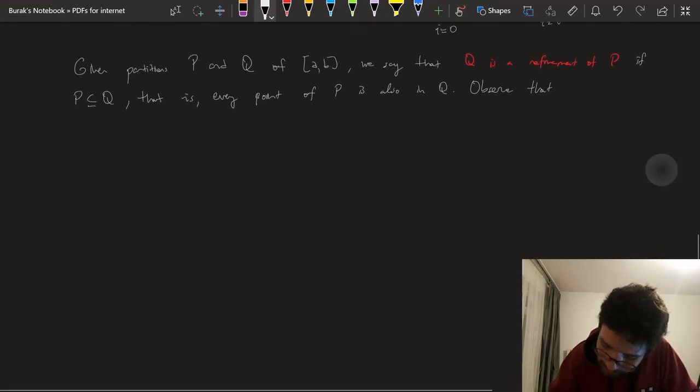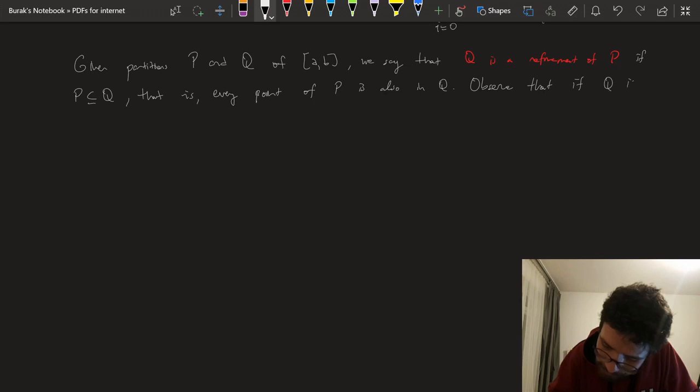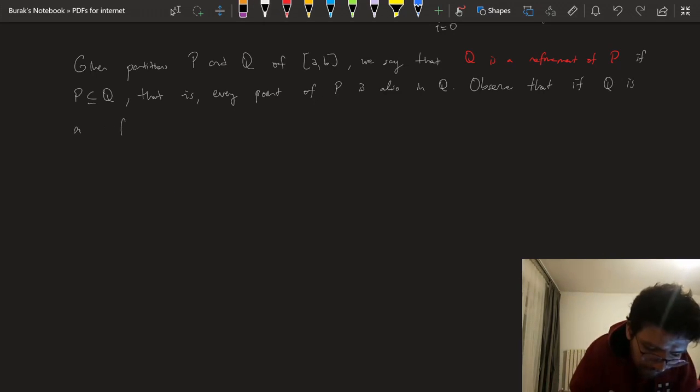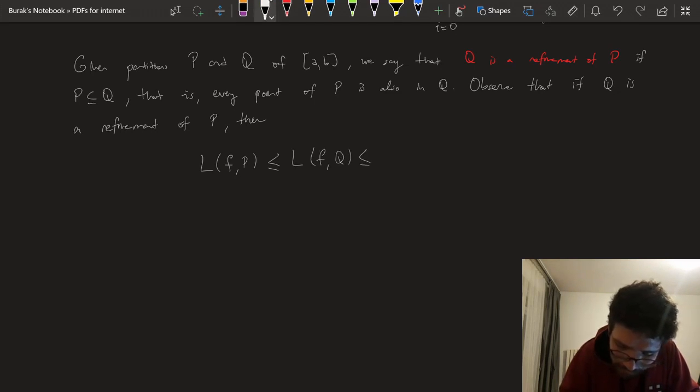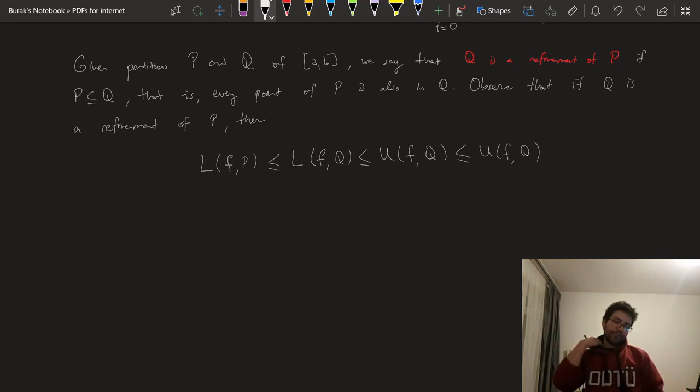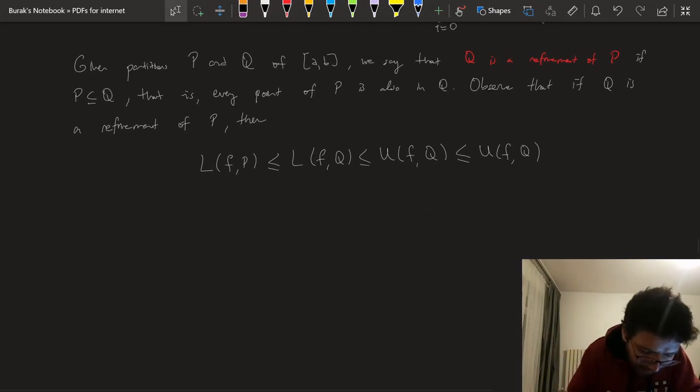So observe that if Q is a refinement of P, then this inequality holds. Okay? Why? Let's think about this.